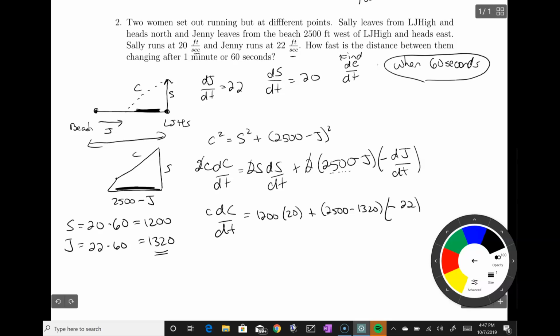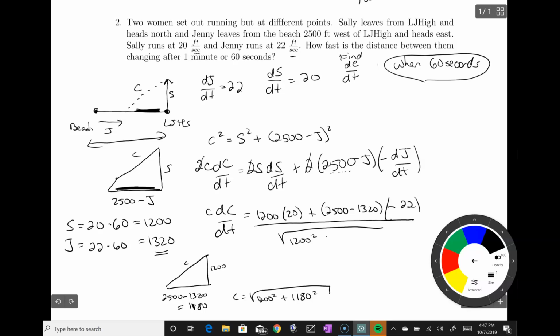All right, so I still need to find out what C is equal to. So here I have the triangle. So I need to put in what the S was, and that's 1,200. And then this distance here is the 2,500 minus 1,320. So that's 1,180. So to find out what C is equal to, it's going to be the square root of 1,200 squared plus 1,180 squared. So I can take this, divide through by the C, 1,200 squared plus 1,180 squared, and then I can erase this C. So that would be the answer.